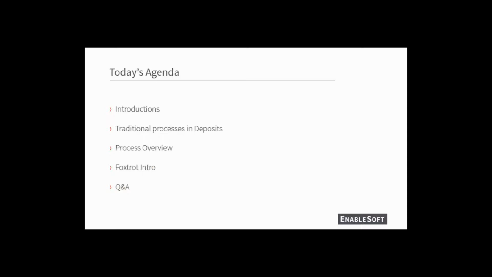Today's agenda, we're going to do our best to have you out of here in 30 minutes. We've already covered the introductions. First up, we'll cover traditional processes and deposits, and we'll review that very quickly. Then we'll move into a process overview, pretty much how you're doing things today. We'll introduce Foxtrot. We'll bring Ken on again for that case study, and then we'll wrap up with Q&A at the end, again, if there's time.